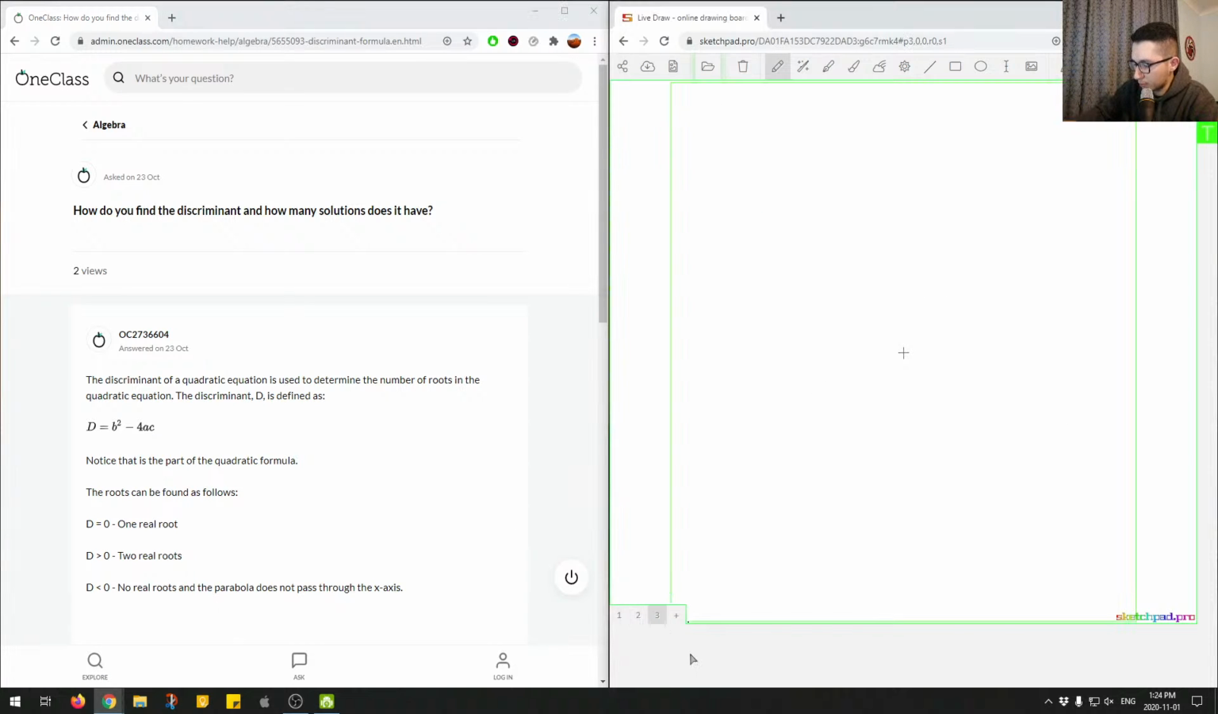So this is question number 3. Here in this question, we're asked, how do you find the discriminant and how many solutions does it have? Just give me a second.